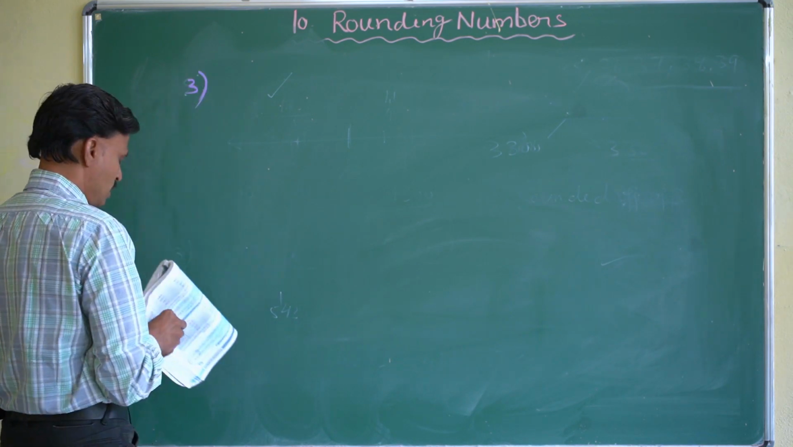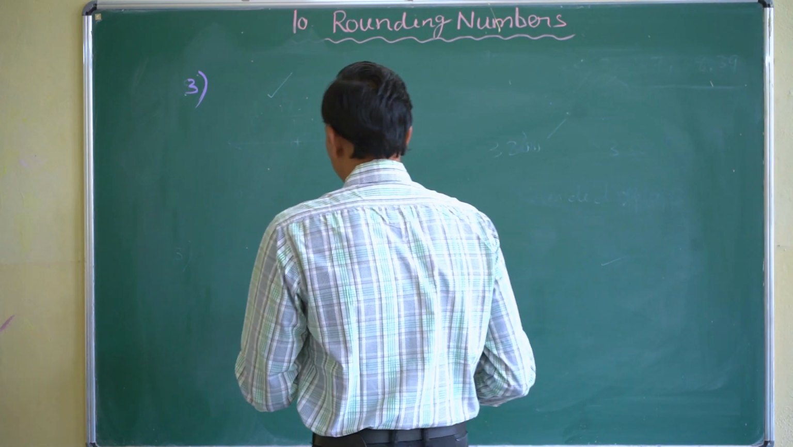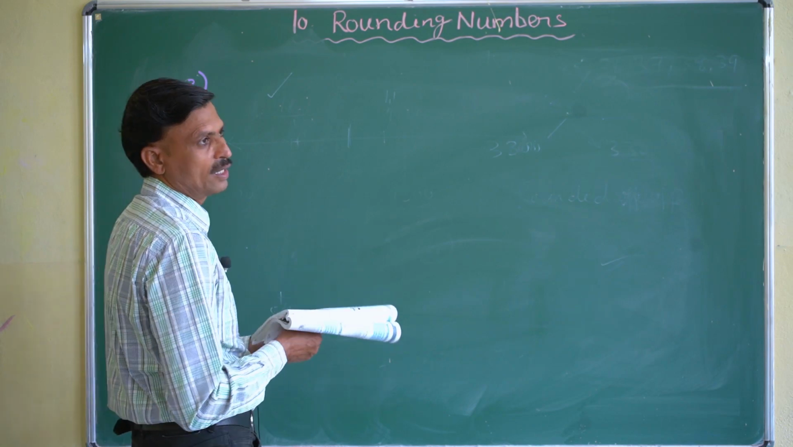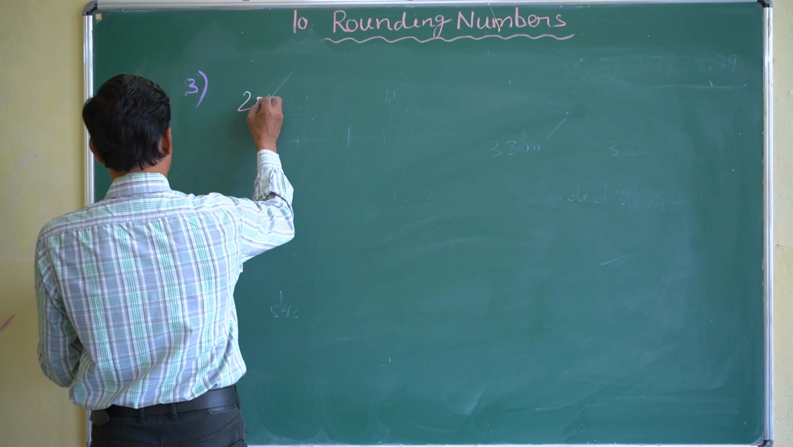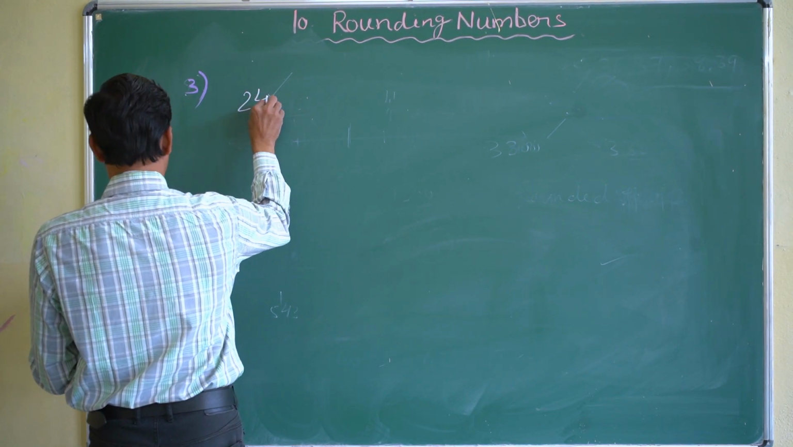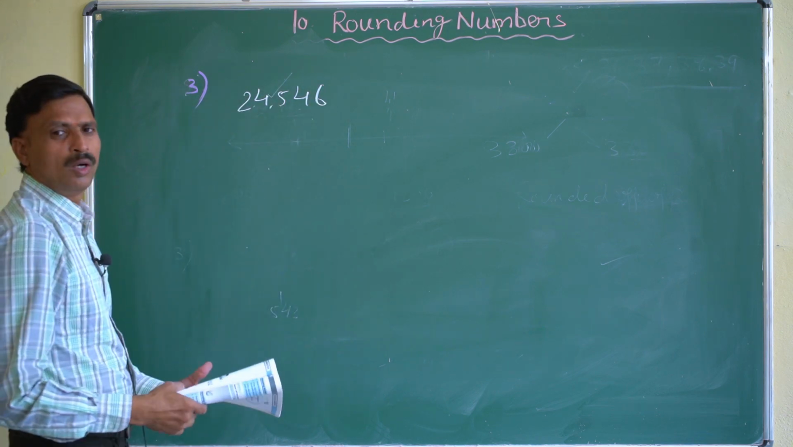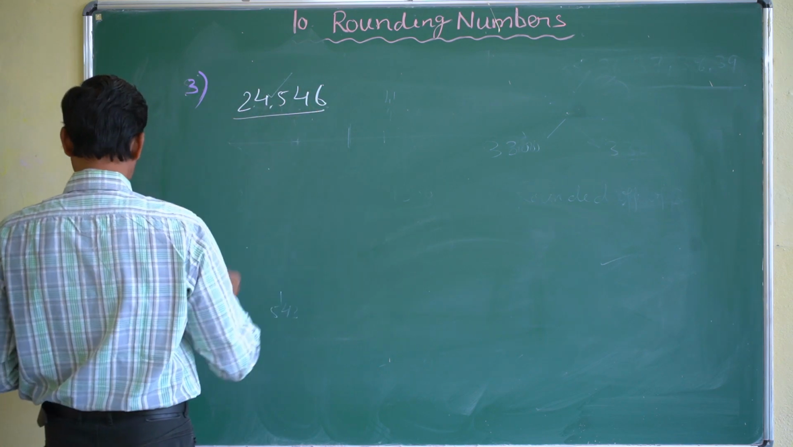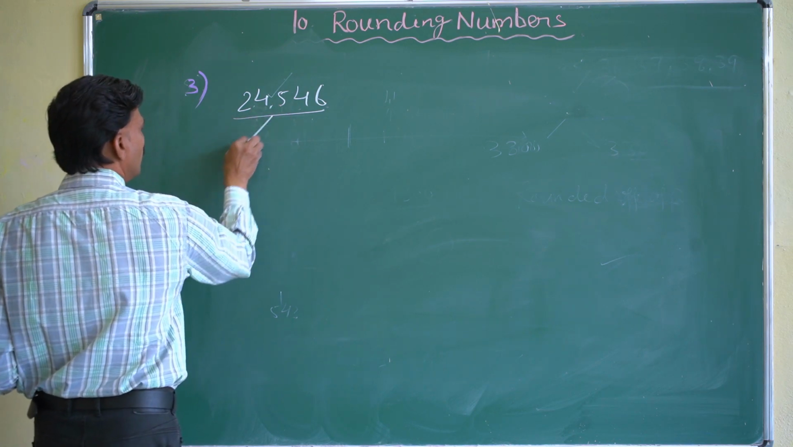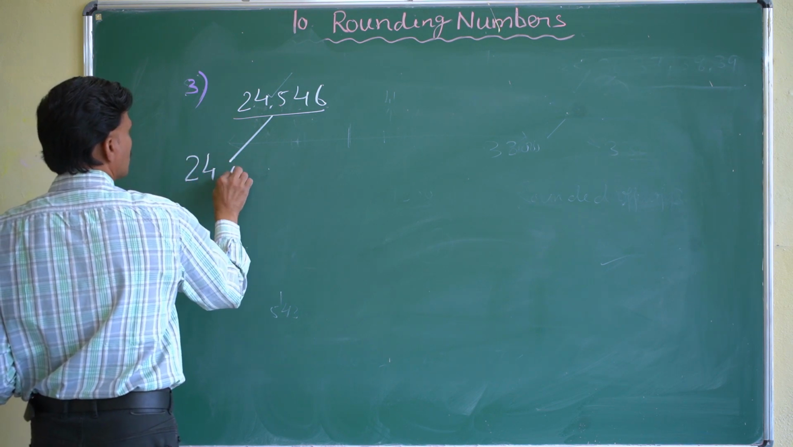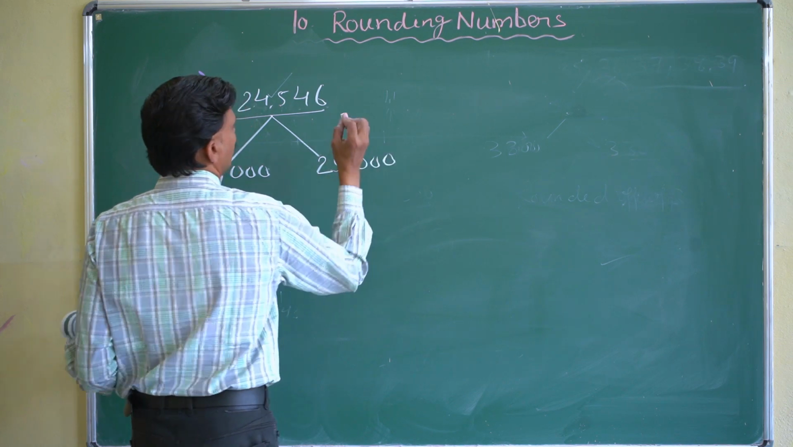Now the next one, that is the third question. The third question is: round off the following number to the nearest 1000. The number is 24,546. So if we round off to the nearest 1000, whether it will give 24,000 or 25,000, that we have to find out.